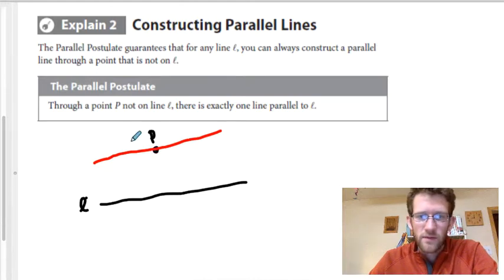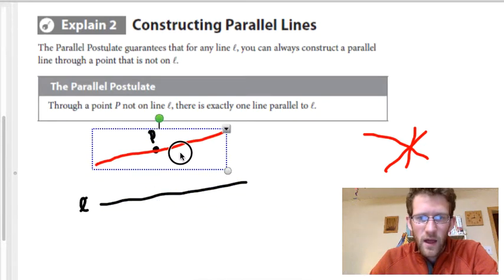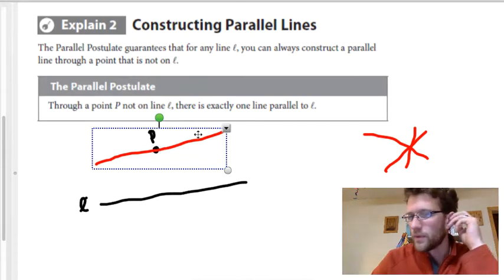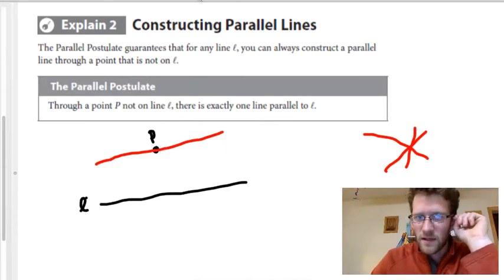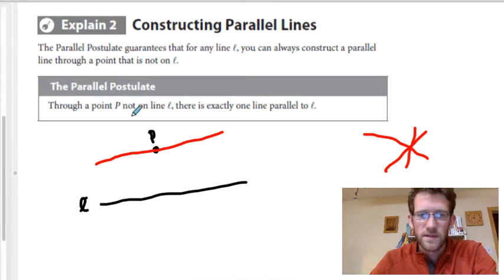So you can think of all possible lines, right? You could have one like this, one like this, one like this. But only one of those possible lines is actually perfectly parallel to line L. Another way to think of that is you could have lots of parallel lines, right? And you could have one here, one here, one here, one here. But only one of those infinite parallel lines passes through point P. So keep that in mind. There is exactly one line parallel to L that passes through point P, at least that isn't on line L.